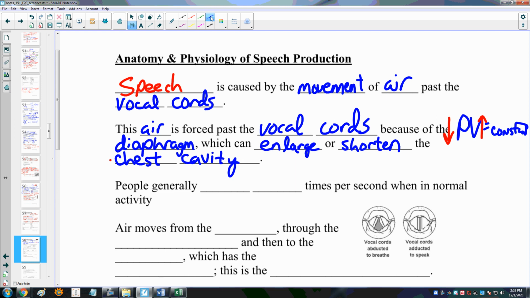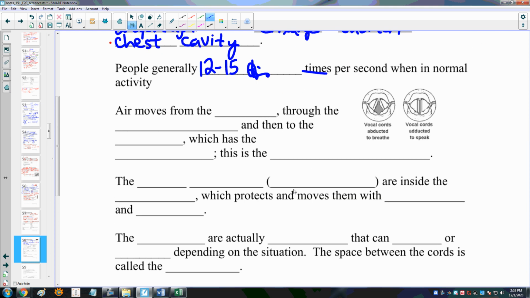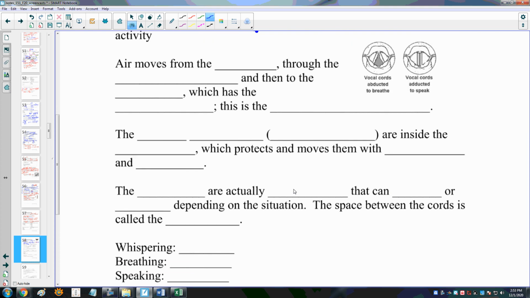People generally breathe 12 to 15 times per second when in normal activity. But of course, we saw the video of the freediver, and those freedivers can hold their breath for 6, 7, 8, 9, 10 minutes. So the human body is really remarkable, I think, when you think about what it can do and what we can do with it.